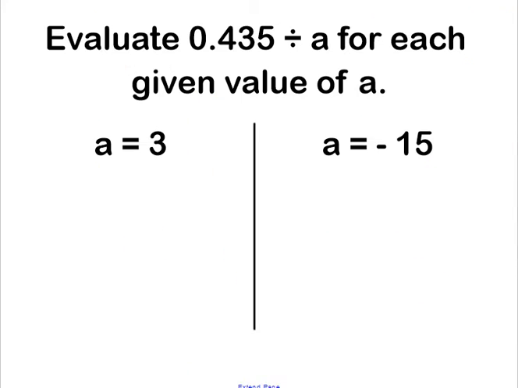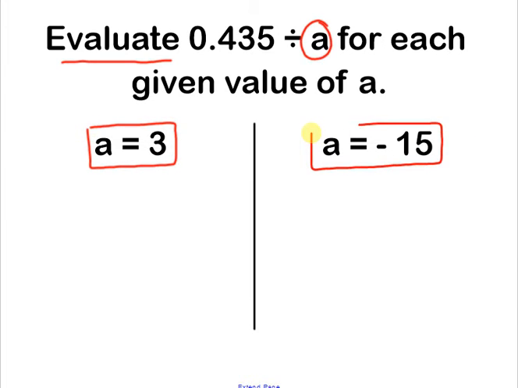Okay. All right. Now here I'm adding in a variable, so I'm going to ask you to evaluate 0.435 divided by a. And in this case, I have two different values for a. Here I have a equaling 3, and here I have a equaling negative 15.